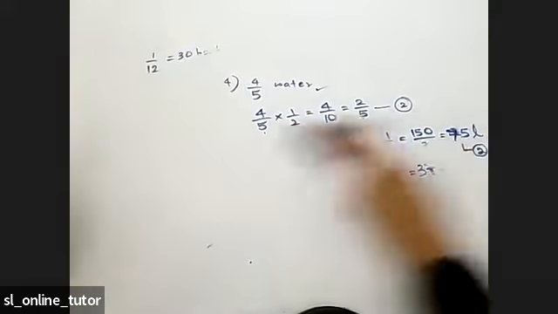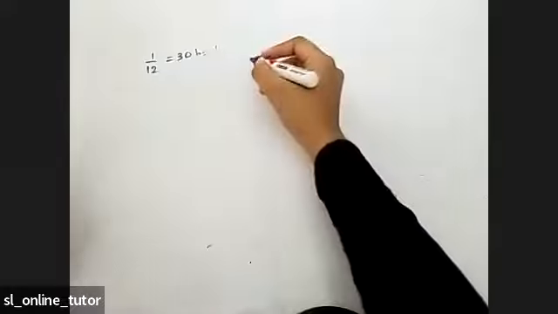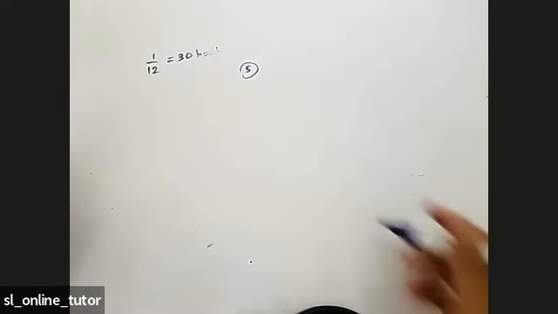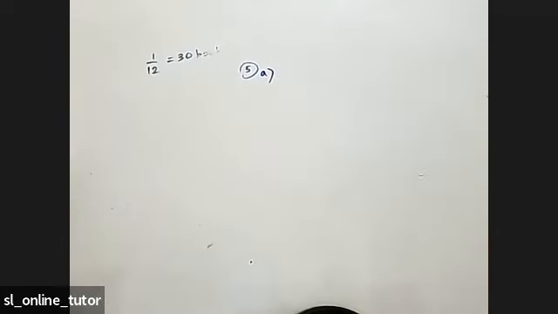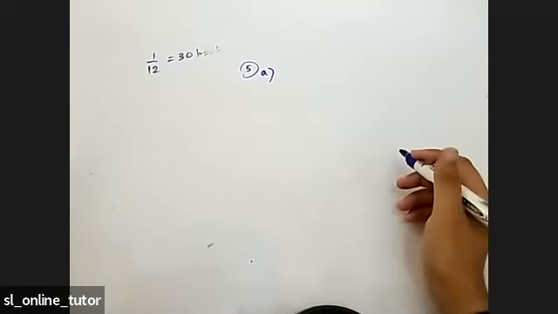Last question. Question number 5. Listen carefully. It's another word problem. Question number 5, part A. A man gave half of a land to his wife.